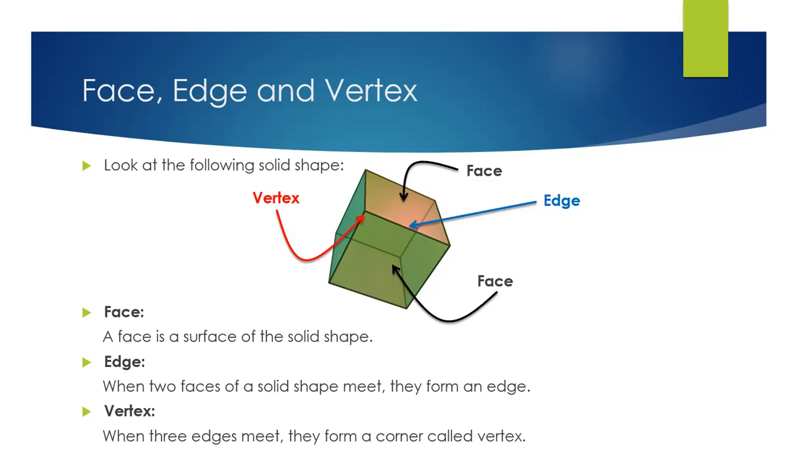So three things that are common among all solid shapes are, first, the face, second, the edge, and third, the vertex. Face, again we will see what is a face. A face is the surface of the solid shape. An edge is formed when two faces of a solid shape meet, and a vertex is a corner, and it is formed when three edges meet each other to form a corner.